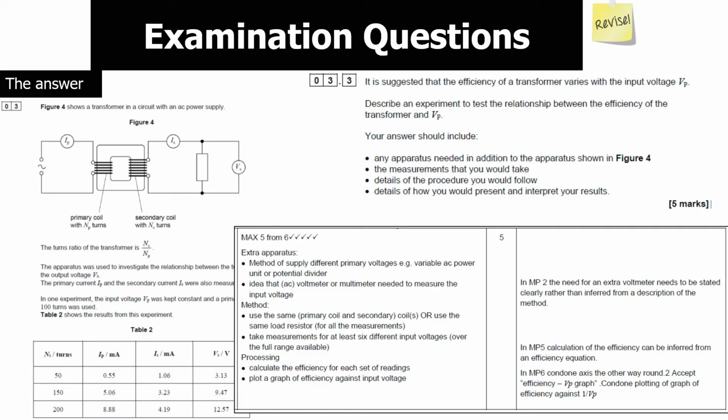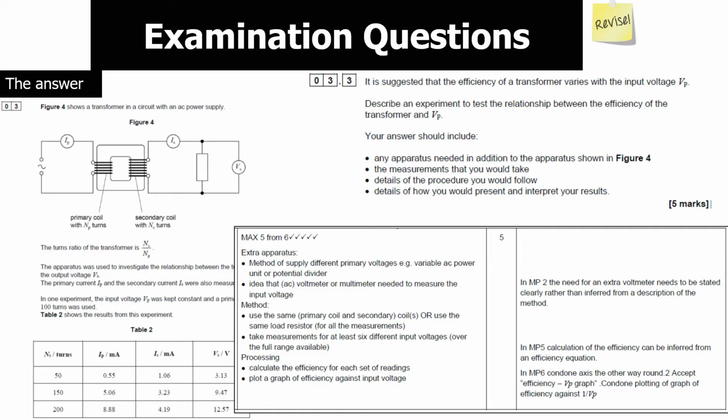Now the methodology is you'd use the same primary coil and secondary coils, okay, and you take measurements for at least 6 or 7 different input voltages or input potential differences. And then you can just talk through the investigation about how you'd use your variable resistor to vary the circuit, to then vary the primary voltage, and then you can measure the secondary voltage as so, okay.